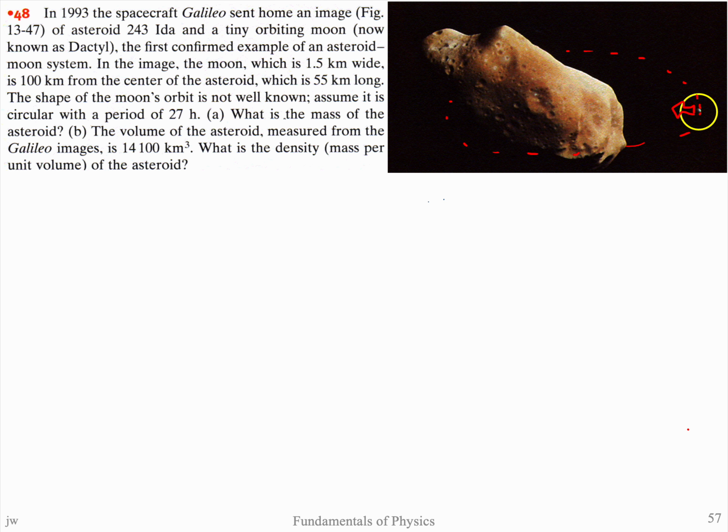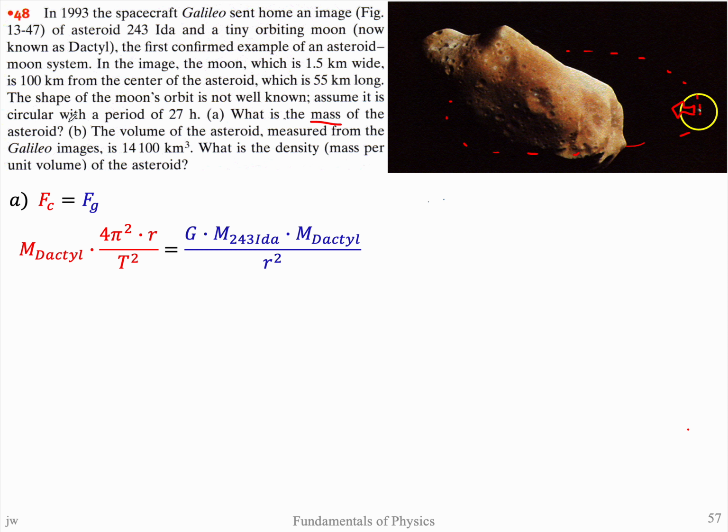The advantage of this is we can actually calculate the mass of the asteroid. How can we do that? Well, we know that for things in circular orbits, the centripetal force is provided by the gravitational force. In this case, I'm going to use this equation for the centripetal acceleration, 4 pi squared r over t squared. Why? Because we're given the period, and we do know the radius of orbit, which they say is 100 kilometers from the center of the asteroid.